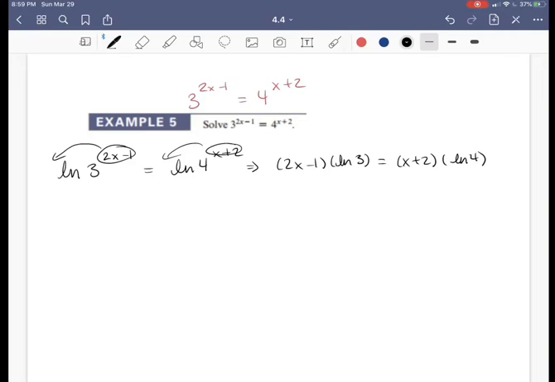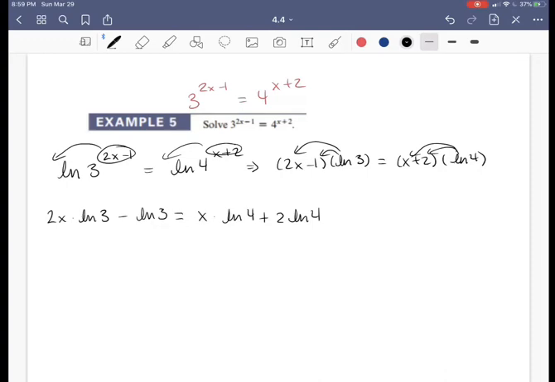Now, this is not going anywhere that much. So let's see what we can do to simplify this thing. Let's try distributing. Okay, so this will become 2x times natural log of 3 minus natural log of 3, since 1 times any number is itself. That is equal to x times natural log of 4 plus 2 natural log of 4.